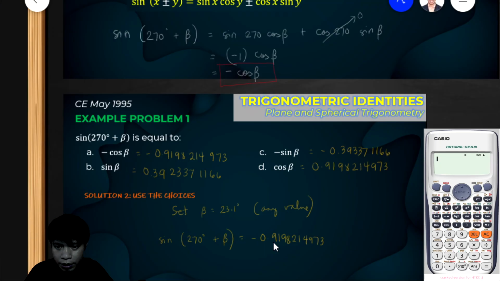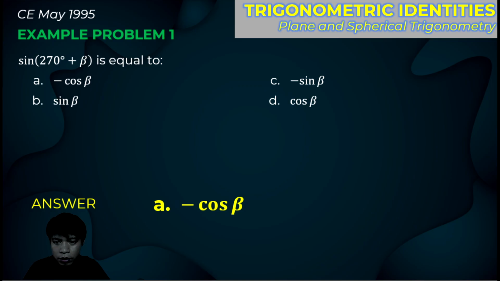Ito na nga yung mga nakuha natin nung sinasubstitute natin yung beta na 23.1. And take note, isa lang yung nagtugma sa kanilang apat. Ito yung letter A. So ibig sabihin, letter A nga yung sagot which is negative cosine beta. Effective ito kasi galing ito sa idea na kapag identity, kahit anong value ng variable will satisfy the equation. Sana naintindihan niyo yung process nito. So the answer here is letter A, which is negative cosine beta.